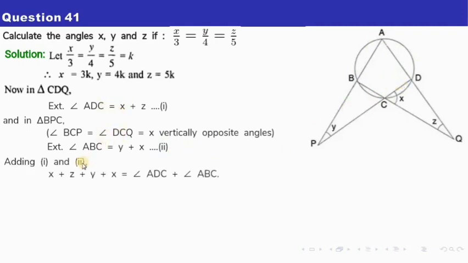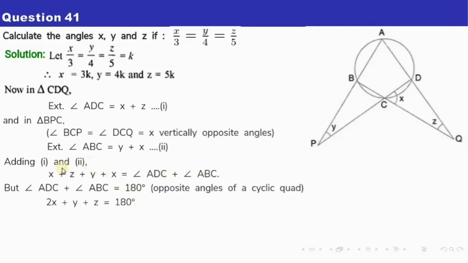If I add these two, we'll have this plus this, which is written out here, equal to ADC plus ABC. And we know that ADC plus ABC, that is this angle plus this angle, will be 180 degrees, because they are opposite angles of a cyclic quadrilateral. So instead of this I am writing 180. From here x plus x is 2x, so 2x plus y plus z will be equal to 180 degrees.